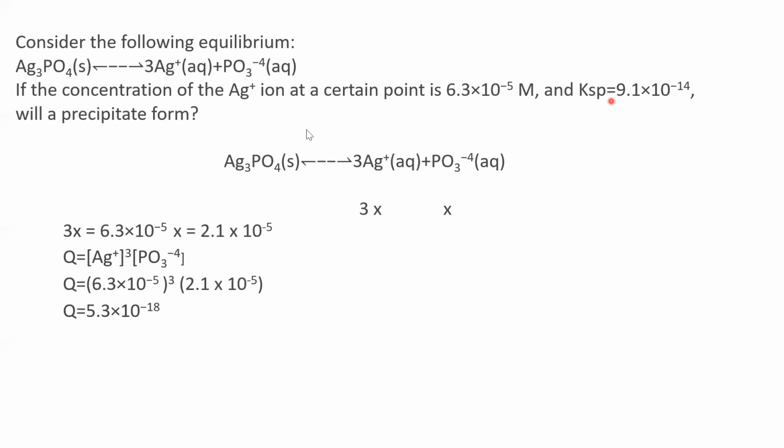All right, so for Q, I'm getting 5.3 times 10 to the minus 18. Is this number bigger or smaller than K? Is 5.3 times 10 to the minus 18 bigger or smaller than K? It's smaller. Good. So are we going to form a precipitate? No. Good. This is the maximum product. Above this number, we form a precipitate. Below this number, we don't. We have an unsaturated solution.